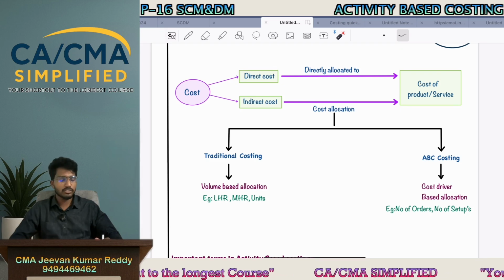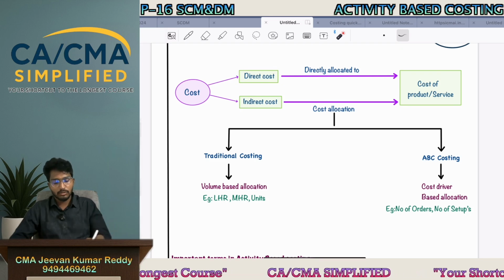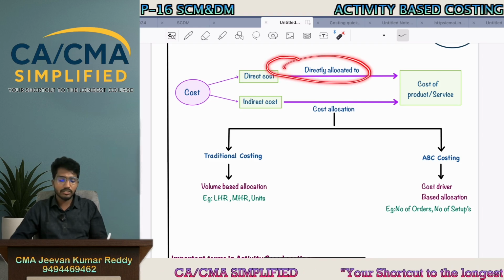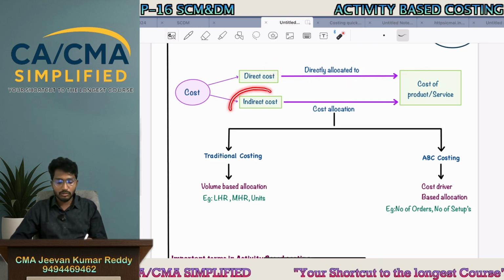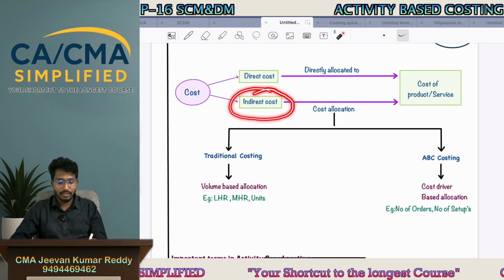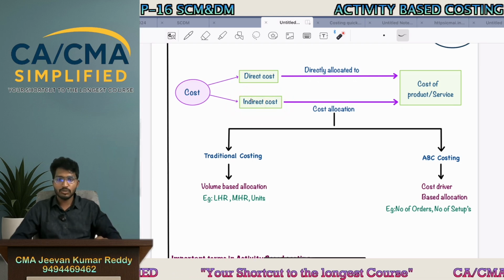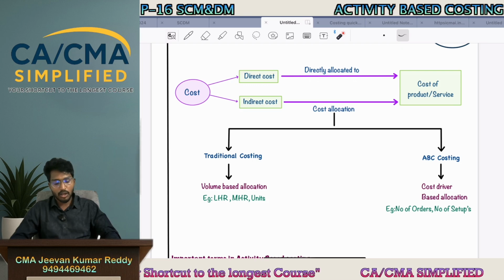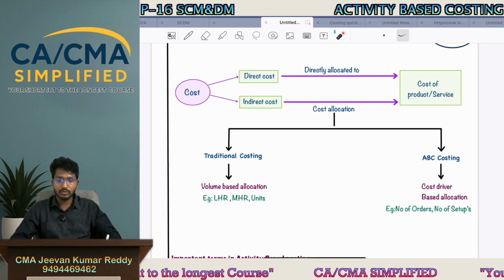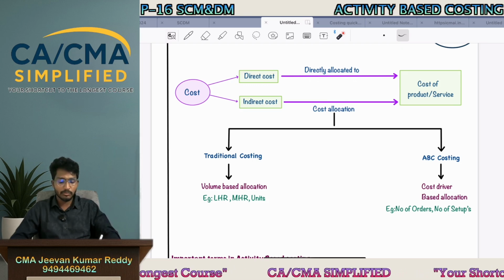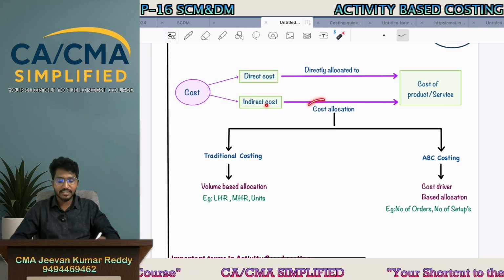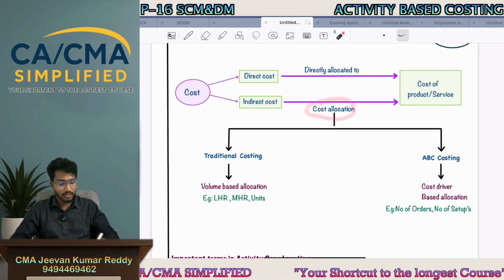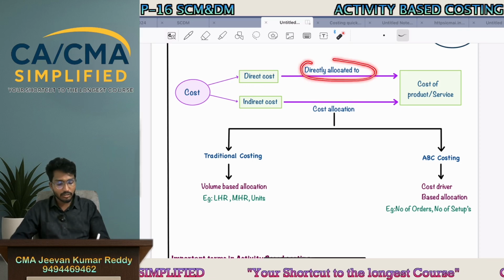So cost is segregated into direct cost and indirect cost. There are two types of cost. One is direct cost, and in ABC costing or traditional costing, the direct cost is directly allocated to the cost object. So the complexity and the problem arises only in the case of indirect cost. Indirect cost we won't allocate directly to the cost object. We need some base for allocating this indirect cost to the cost object. That is nothing but cost allocation. So this is nothing but cost absorption.